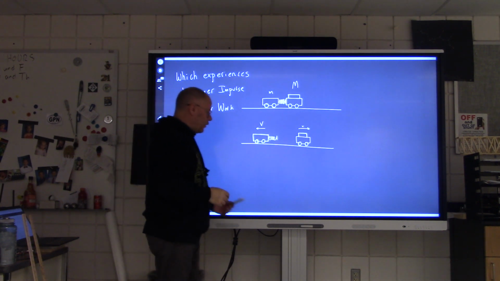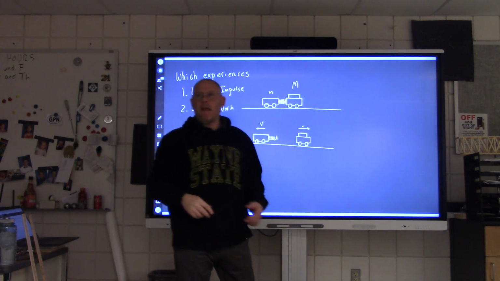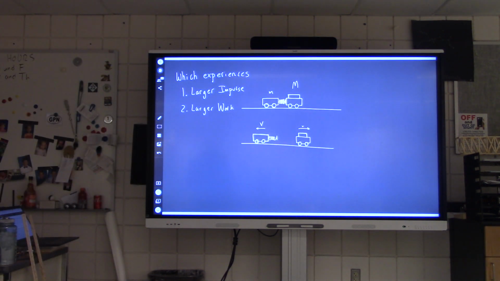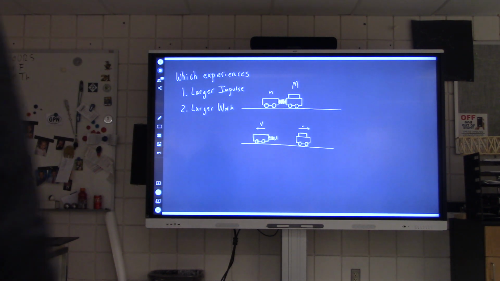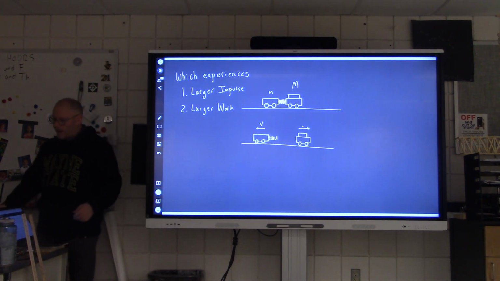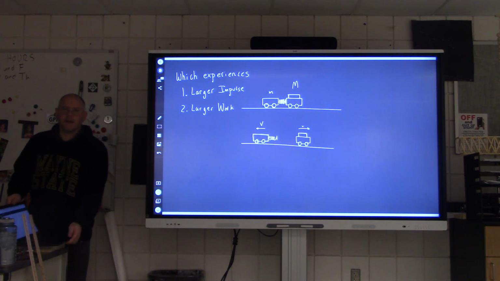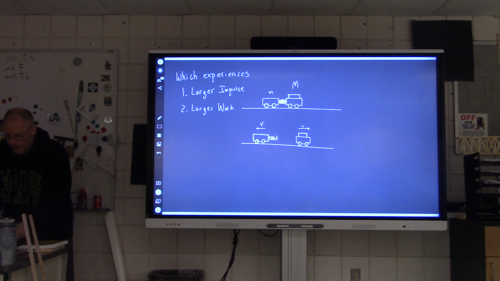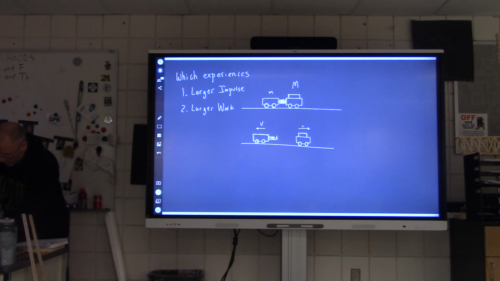Which experiences a larger impulse and which experiences more work? So on which one is more work done? Which one experiences more impulse? It's obviously little car, big car, or secret answer C: same for both. Check your neighbor now. You should have an answer and some reasoning.